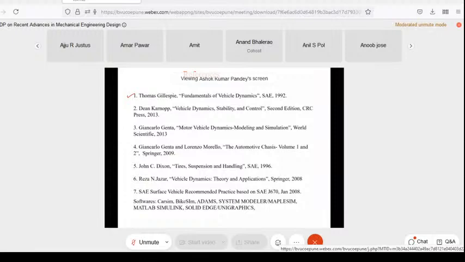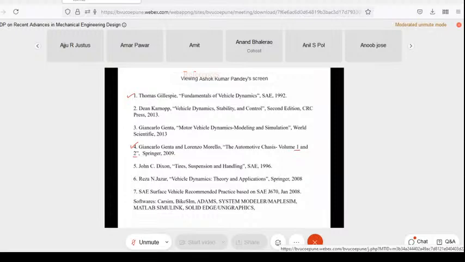Then there is another very important book by Genta and Morello, which is in volume 1 and volume 2, and it contains almost all the details of vehicle dynamics. Starting from the components, in volume 1 you will find the components of the vehicles, and in volume 2 you will see more details about the operation and how to do modeling and all that.